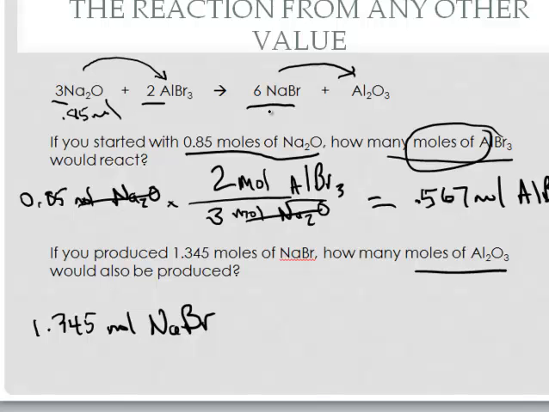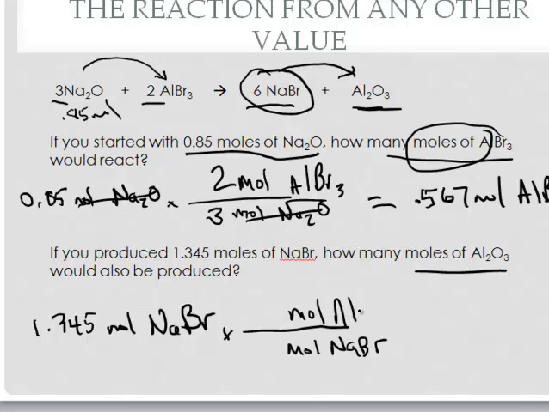So what we can do is it shows that if we start with one product, we can simply calculate another product. The point of this is that whatever we start with in the equation, we can calculate any other value. It doesn't have to be reactant to product or reactant to reactant. It can be any combination of two. So let's put moles of sodium bromide in the denominator, and we're going to moles of aluminum oxide.